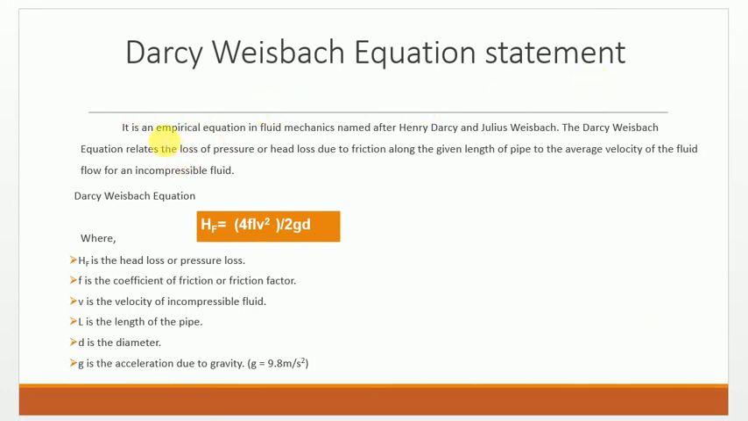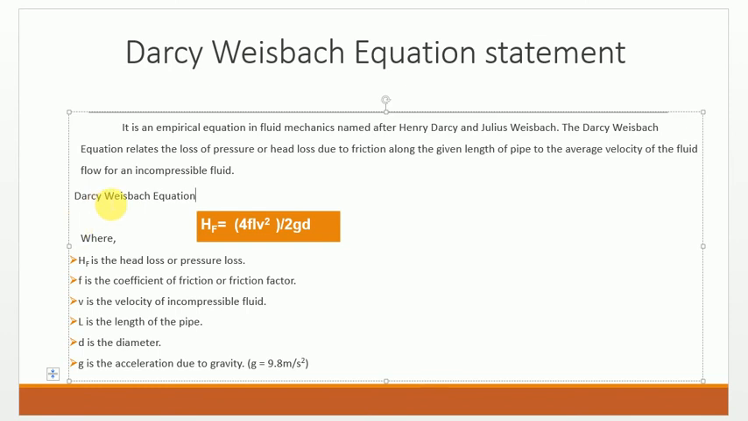It is an equation in fluid mechanics named after Henry Darcy and Julius Weisbach. We call this the Darcy Weisbach equation, which relates the loss of pressure or head loss due to friction along a given length of a pipe to the velocity of a fluid flow for an incompressible fluid. So we are discussing an incompressible fluid, so it's a liquid. When a liquid flows in a pipe for a given length, there will be some energy loss. That energy loss we're going to discuss and find out.